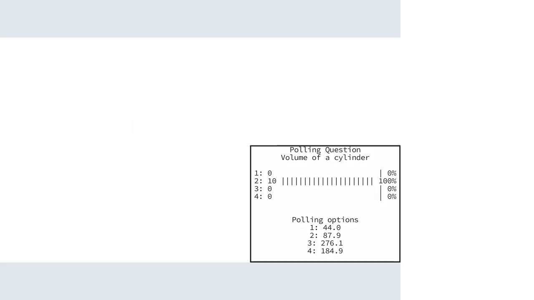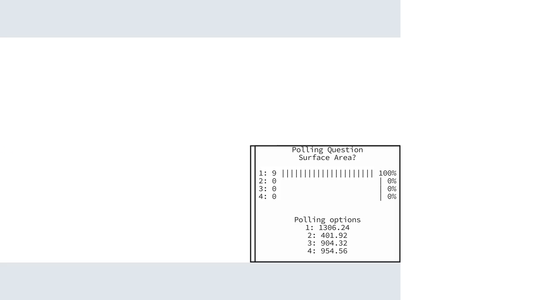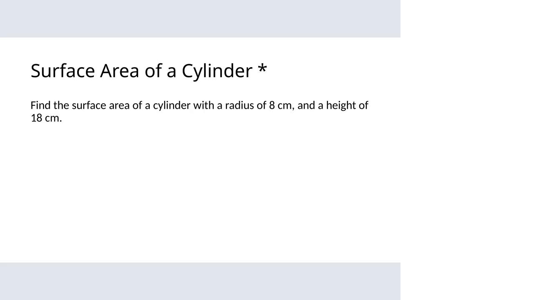Let's see where we are with this. All right, we're unanimous. Excellent. Usually a good indicator. Not always. We saw a couple times last week where a strong answer on a poll didn't necessarily mean everybody had it right, but in most cases, it does. So let's take a look here.